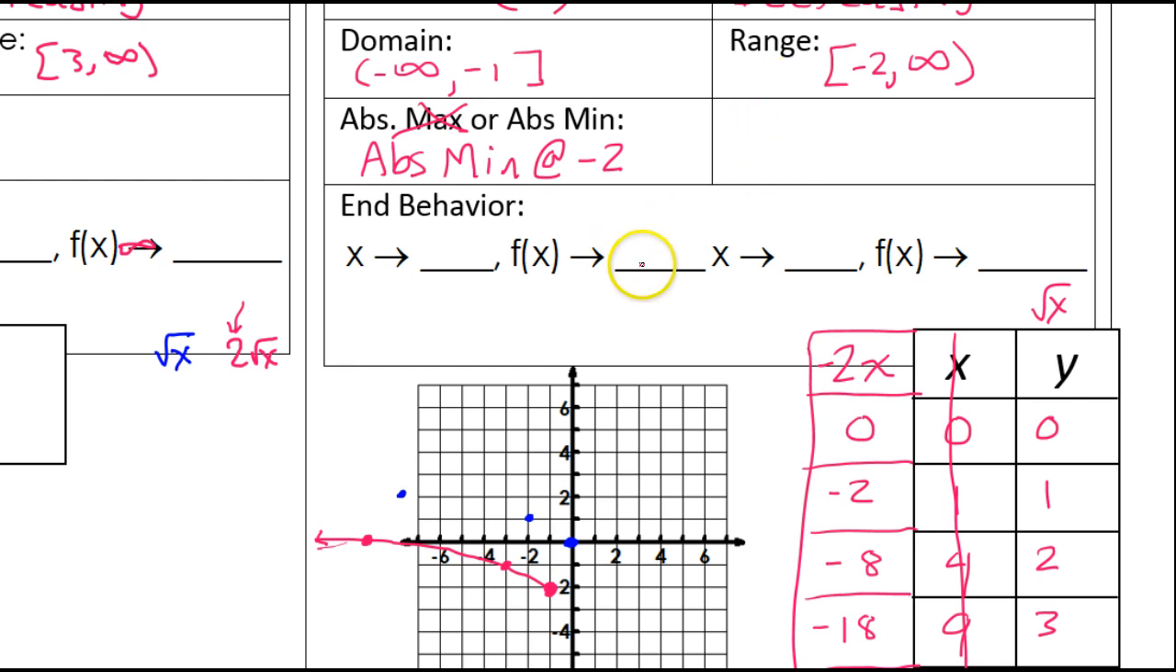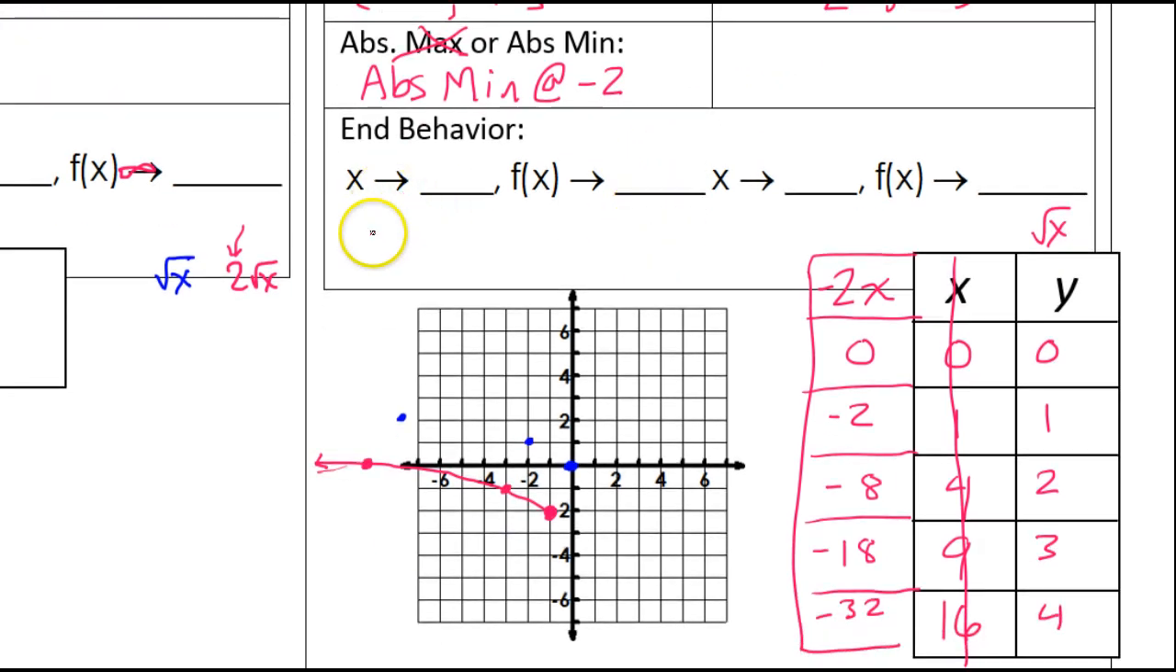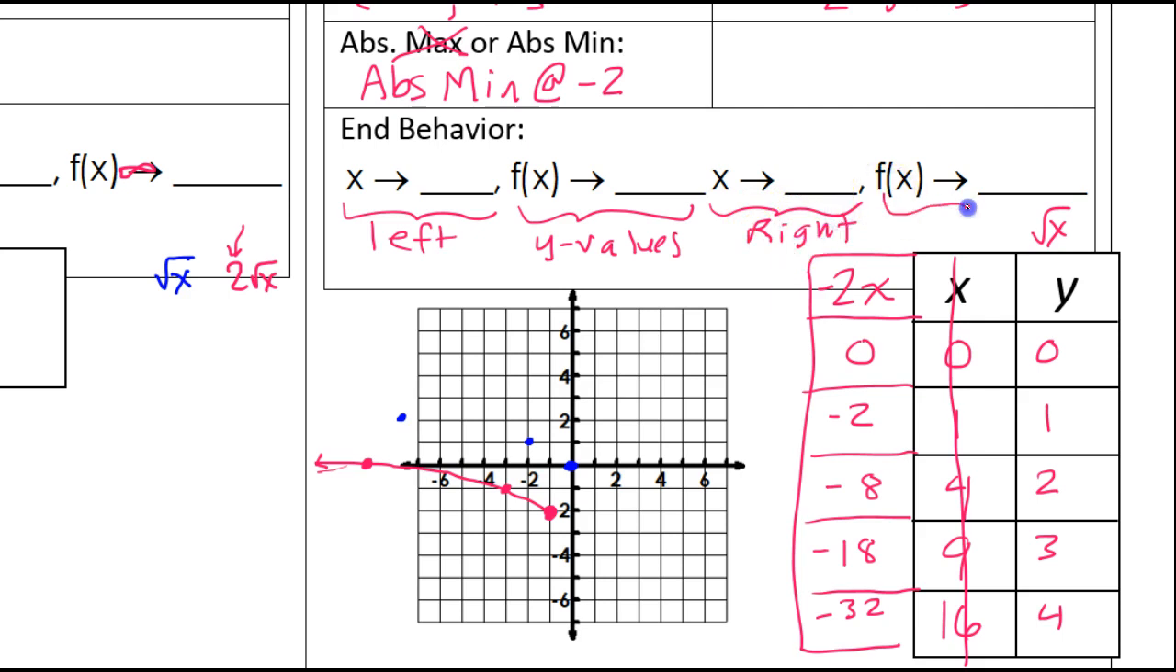Okay, now end behavior. End behavior is all about as we go to the left, what do the y values do? And then as we go to the right, what do the y values do? Okay, so as we go to the left, what's happening to the y values? The y value is going down.